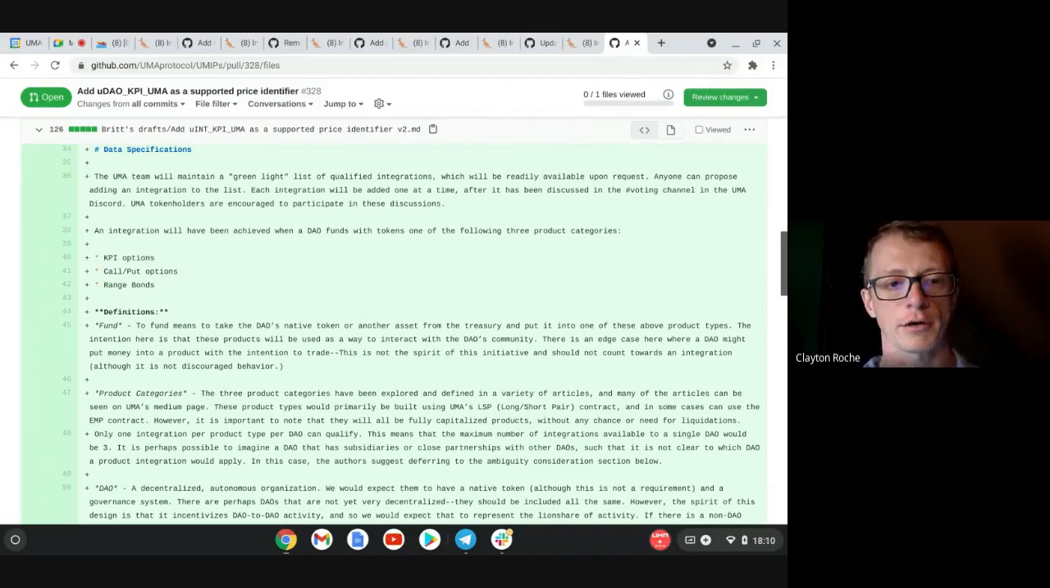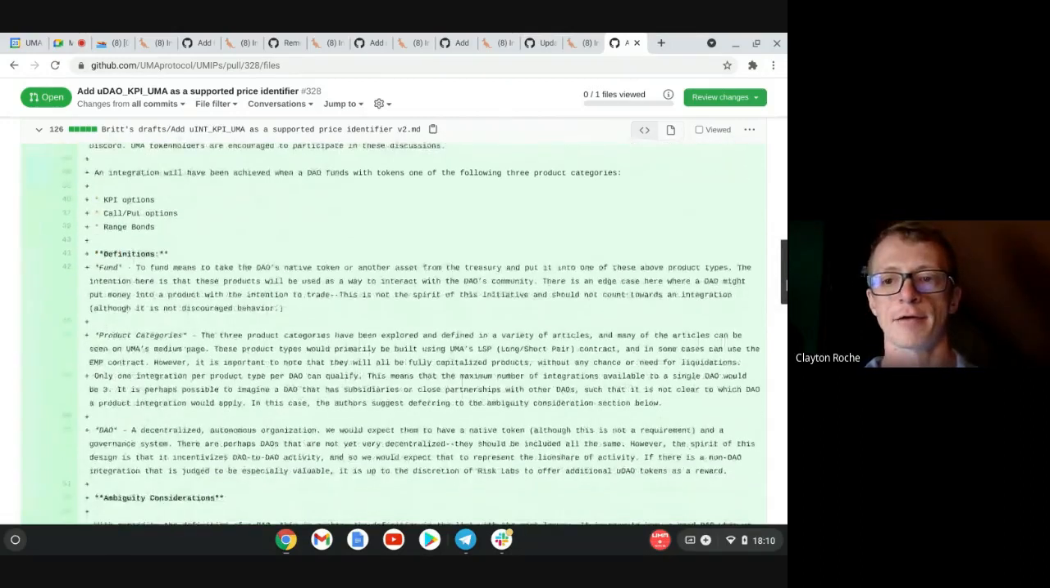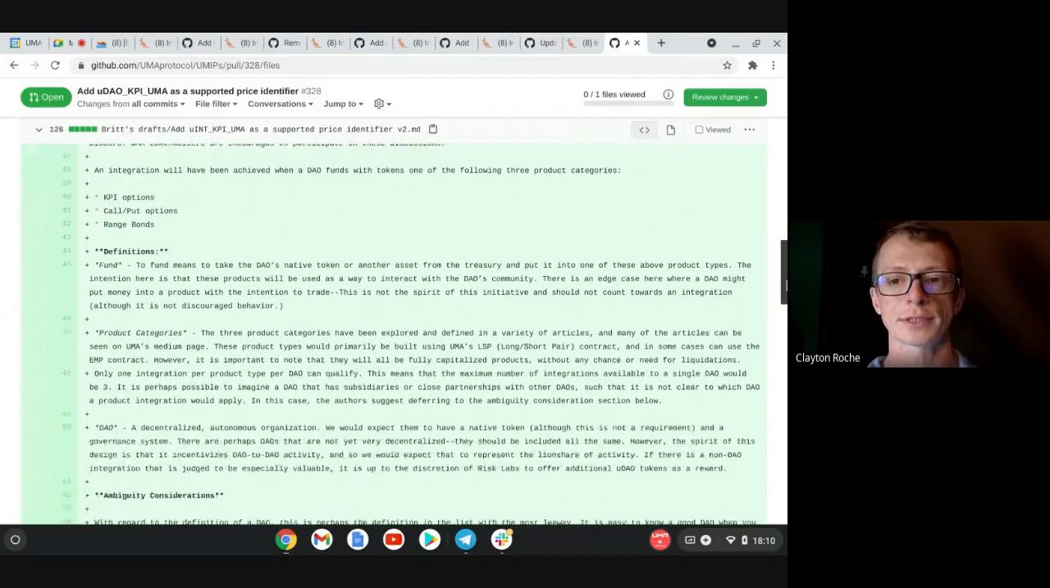So the changes are that we are now only focusing on DAO integrations, and that each DAO can only have one of each integration type. So each DAO could only earn 1 point for each of those 3 products. We've also removed the optimistic oracle from consideration here. So it's a much more narrow focus now on DAO treasury management tools, as shown through KPI options, call put options, and range bonds, or range tokens.